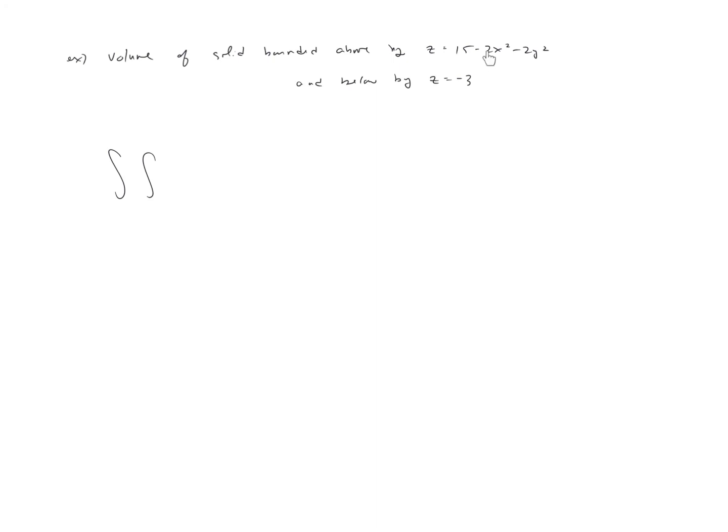Now I can't just drop in this function right here, because if we're going to go polar, which we are, we can't have x's and y's. And so what I might point out to you briefly is that this guy here would be 15 minus 2, and then we have x squared plus y squared. So that's going to be 15 minus 2r squared. So when I put that in there, 15 minus 2r squared minus that minus 3.